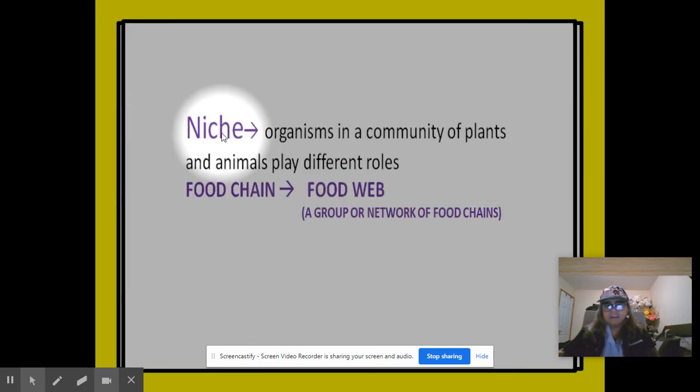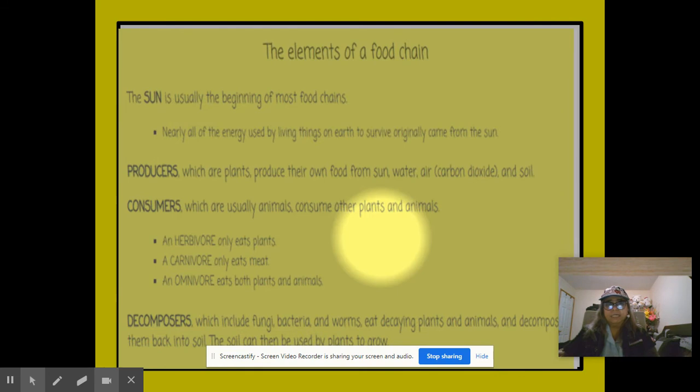Now, there is also this word niche. The organisms in a community of plants and animals play different roles. And of course, the idea of food chain or food web, like a spider's web. So it's a network of food chains.